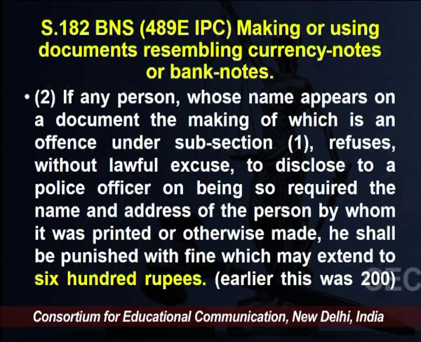Then it also says, if any person whose name appears on a document, the making of which is an offence under subsection 1 of section 182 of the BNS, refuses without any lawful excuse to disclose to a police officer on being so required the name and address of the person by whom it was printed or otherwise made, then he shall be punished with fine. And what is the fine here? 600 rupees. Earlier this was 200 rupees. So, now the fine for making or using documents resembling currency notes or bank notes has gone up from 100 to 300 and from 200 to 600 rupees. So, now the fine has been increased threefold.